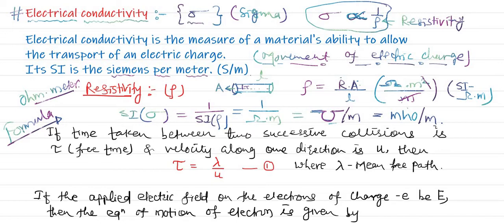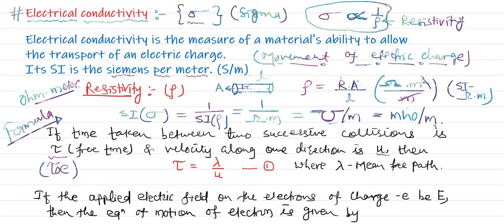So for that let us consider a rod or a material or a wire through which some free electrons are moving, and those electrons are free to collide with the neighboring electrons and all. So if we take the time taken between two successive collisions as tau, it is pronounced like this, tau. So the time taken is tau, that is the free time, and the velocity along one direction is u.